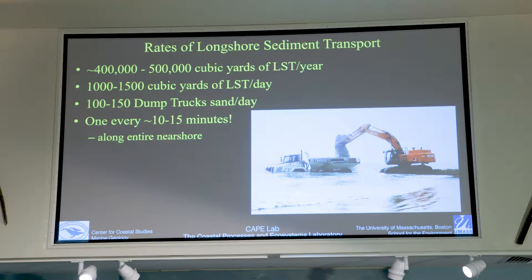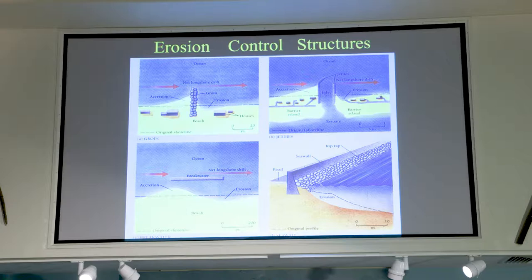Now, we have erosion control structures when we have problems with erosion. I like to call them erosion relocation structures, right? We're not controlling the erosion. We're moving it somewhere else. That wave energy that's causing the erosion has to go somewhere else, right? It has to do something. That energy is in motion and it's going to do something.